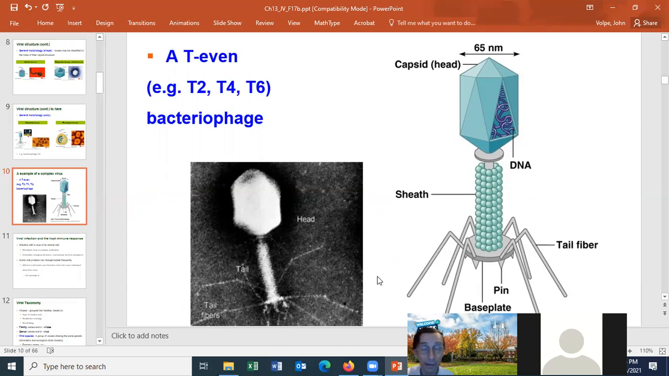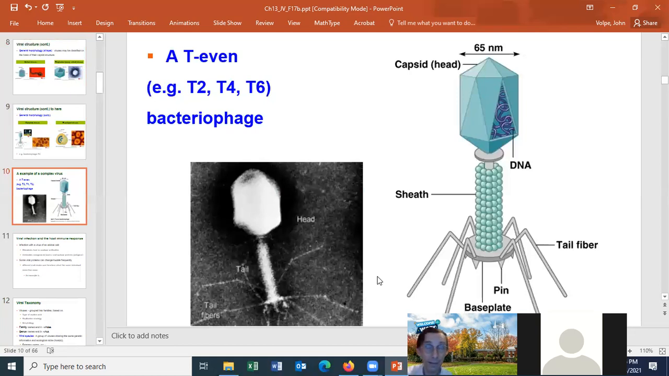And for bacteria viruses, these are viruses that infect bacteria cells. We call those bacteriophages or bacteriophages. Both pronunciations are correct. And they are all viruses which infect bacteria cells.